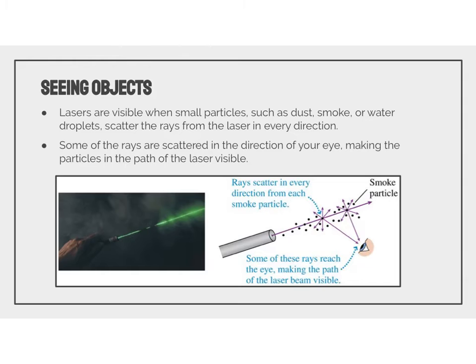Whenever we have lasers, we only see them when they hit something and bounce off of it. Lasers can be visible, though, when small particles such as dust, smoke or water scatter the rays in every direction through the air. This is known as scattering. If you ever go to a laser light show, they might put smoke in the air, and that allows this random scattering to happen so that we can actually see the beams. And again, this is more evidence of light acting as a ray.